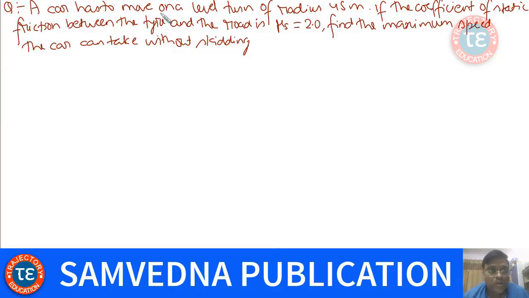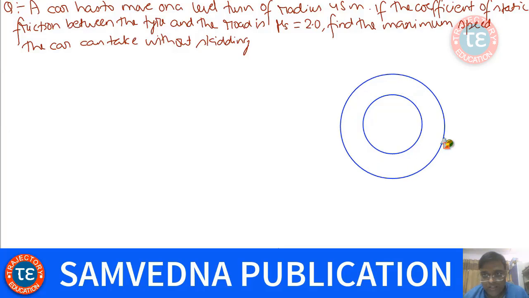See, car has to move on a level turn, means the turn which it has to take is horizontal. It has to take turn on a horizontal plane. That is what it means. Suppose this is the inner radius of the turn. This is outer radius. So car has to take turn on some part of it, right? It has to take turn like this.